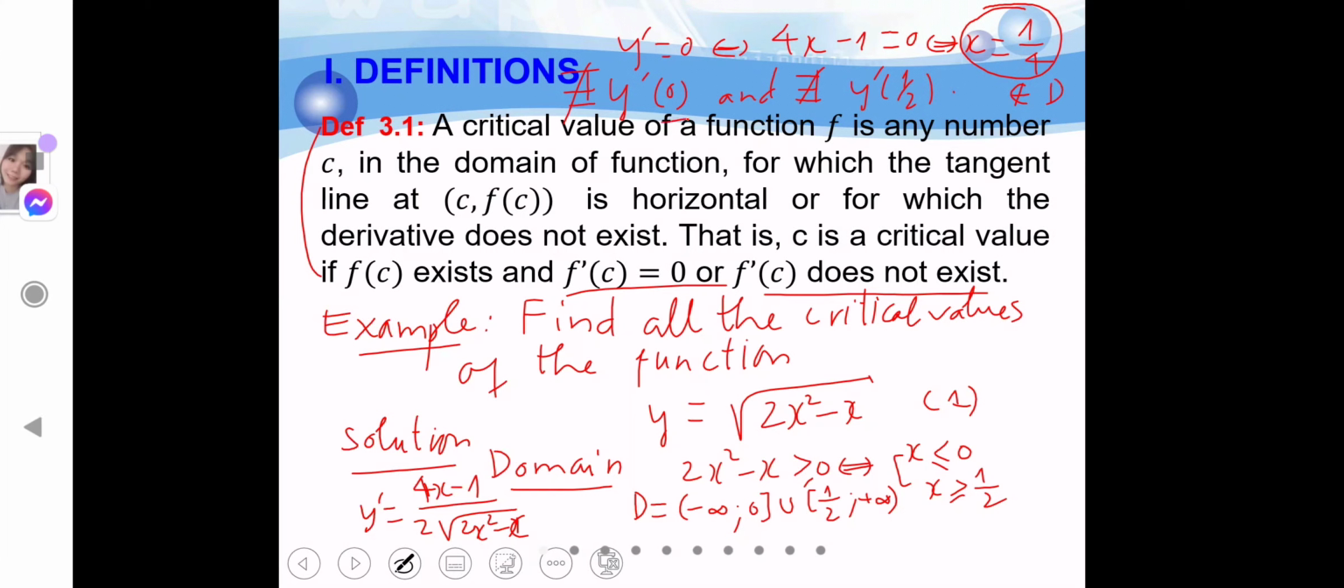What about 0 or 1/2? Is the number 0 a critical value or not? It's a critical value, yes. So we conclude that.